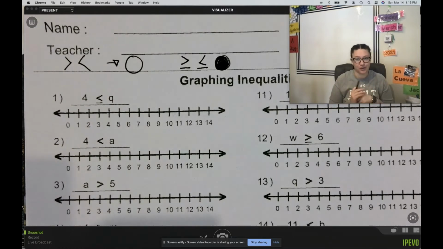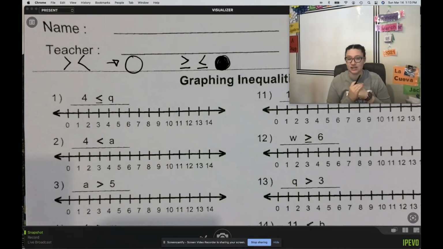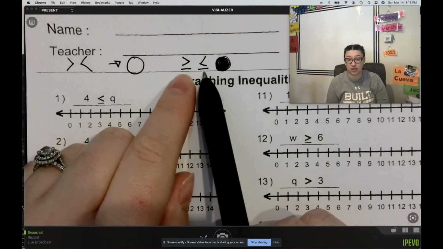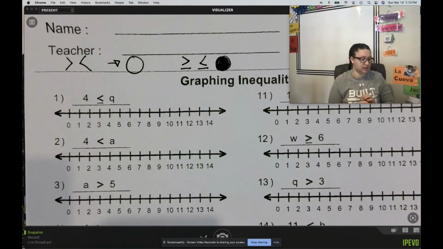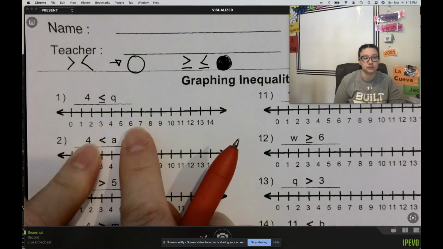I think this works for quite a few of my students because they would explain it to me this way when I asked them how they knew if it was open or closed. If you have to be extra with the sign to put the line underneath, you've got to be extra with your circle and fill it in. So hopefully that jogs your memory and will help you when we're going through and solving these problems.